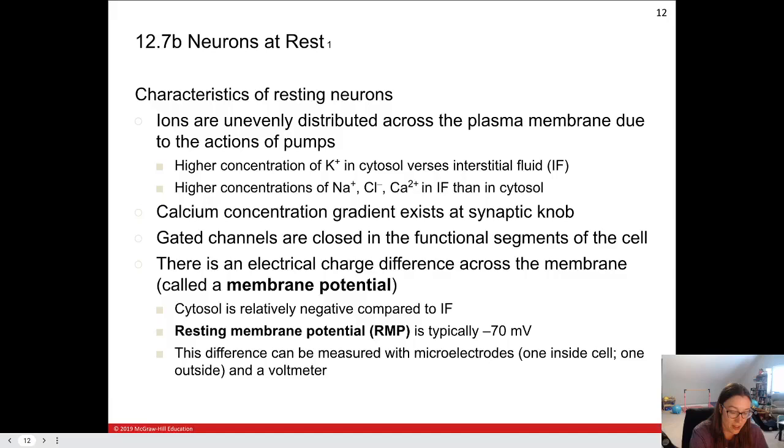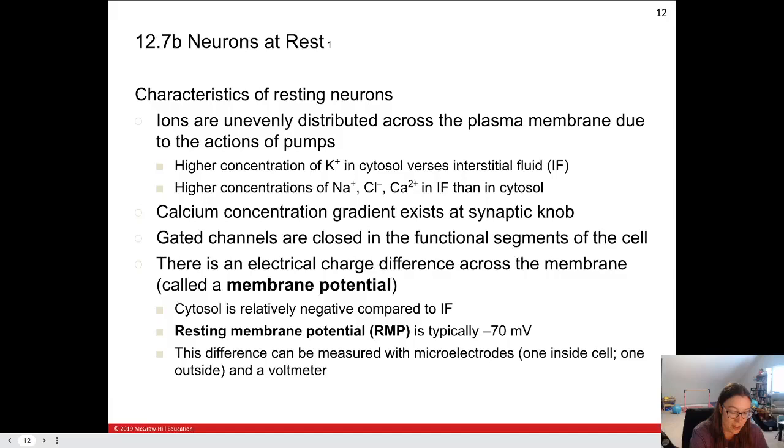It's called the interstitial fluid or the tissue fluid. And so make sure that you know where these ions are at rest. That will be a test question, and you need to know it just for the basis of understanding this. So there is also a calcium concentration gradient at the synaptic knob, where we have more calcium outside the cell than inside. And so at rest, the gated channels are closed, and there is an electrical charge difference across the membrane. This is called the resting membrane potential.